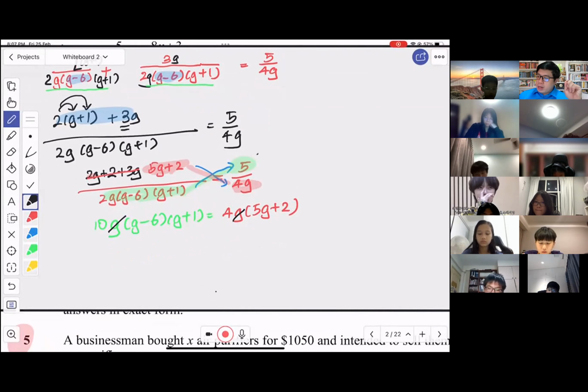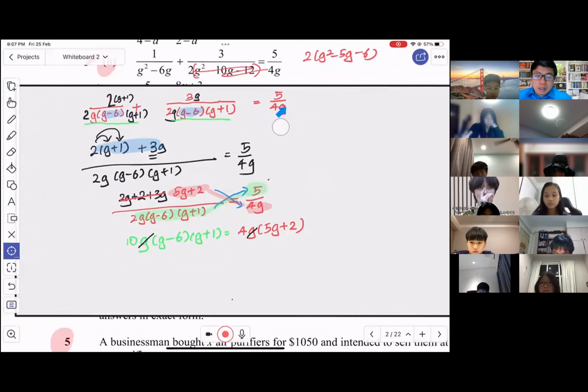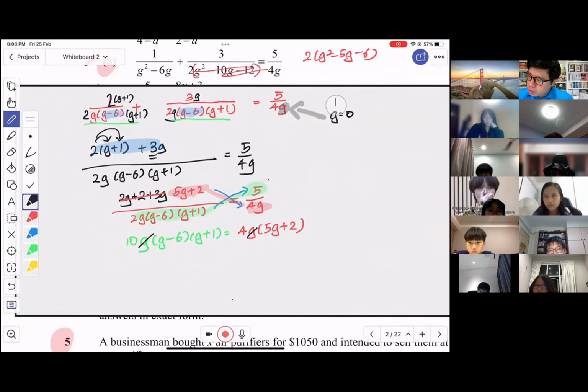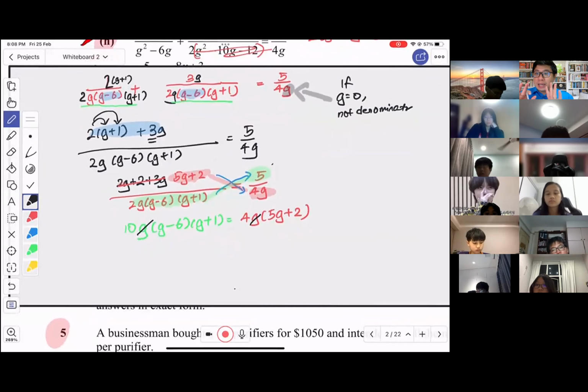Now why is that so? It's because in the denominator, g cannot be 0. If g equals 0, the denominator will not be defined, because we cannot divide by 0. So that's why I can cancel out g.